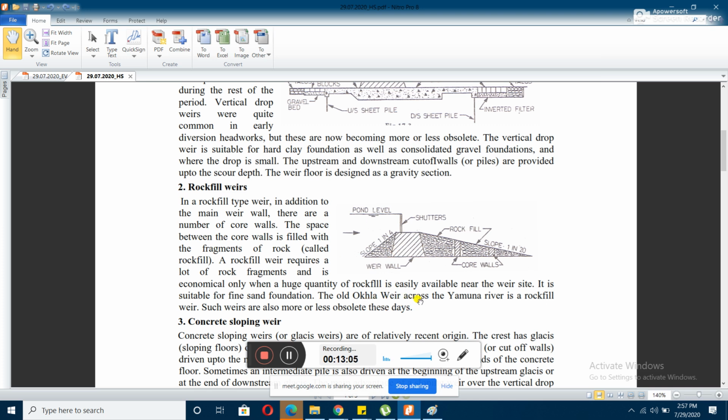The Okhla weir that is situated in Delhi, across the Yamuna river, is an example of a rock fill weir. It comes in the exam. There is one example that you need to write down. So Okhla weir is one example of your rock fill weir. Okay, so next comes your concrete weir.